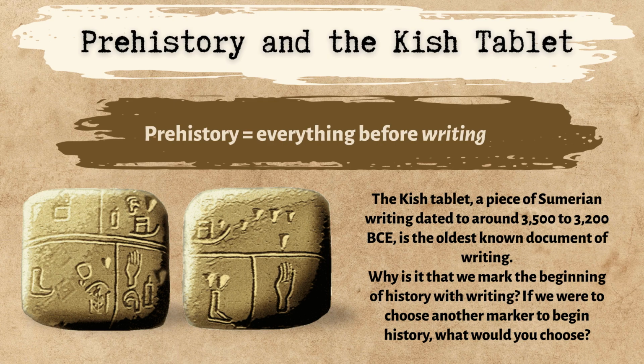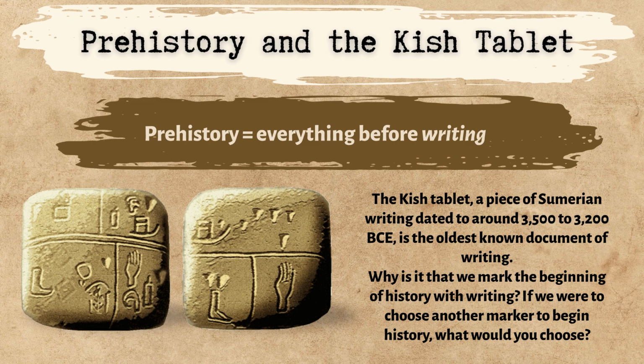We begin with prehistory, the period before written records. Historians often use the development of writing around 3500 BCE as a dividing line between prehistory and history. But that boundary raises an important question. Do we spend less time studying earlier humans simply because they left fewer written records?